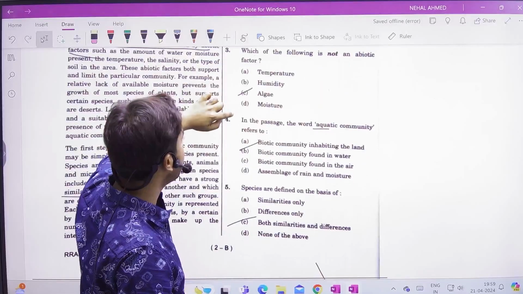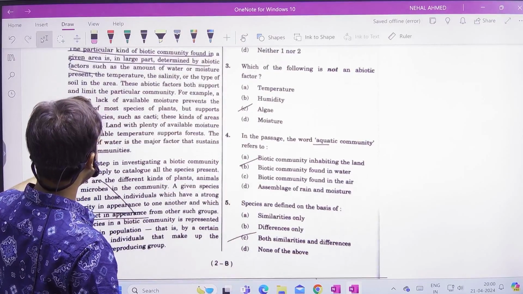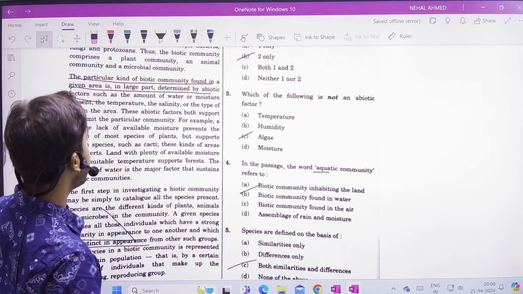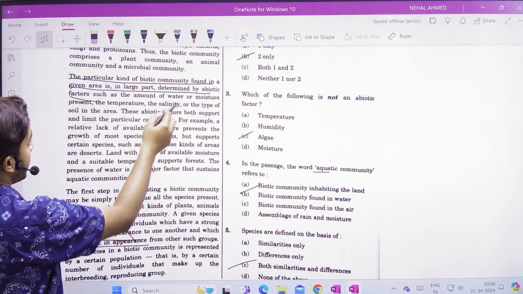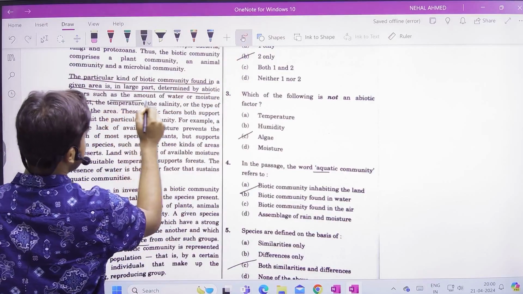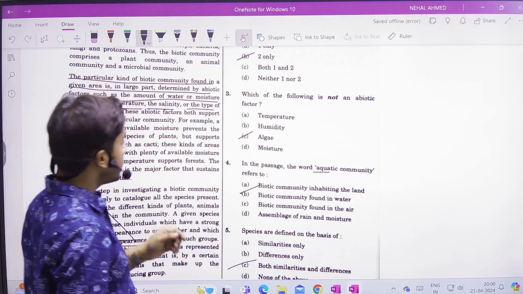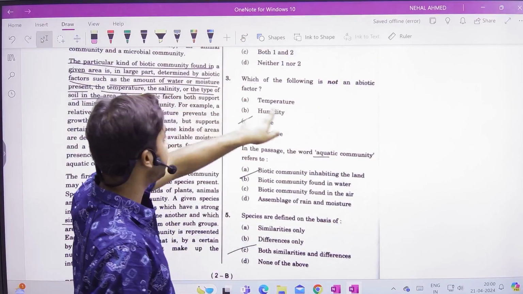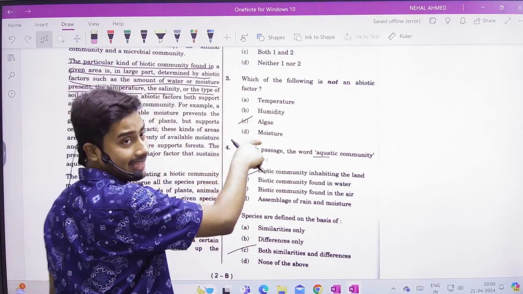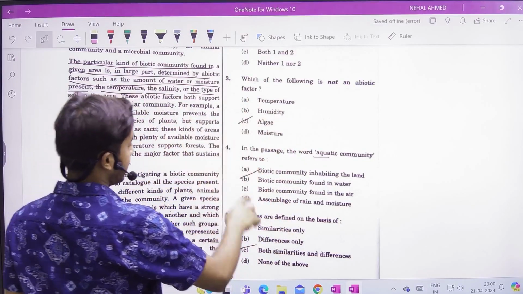Proceeding with the questions, which of the following is not an abiotic factor? This is the line that tells us about it. It's written that the particular kind of biotic community found in a given area is in large part determined by abiotic factors, such as the amount of water or moisture present, the temperature, the salinity, or the type of soil in the area, right? So you see the question itself covers almost all of them: temperature, humidity, moisture is also mentioned in here. But what it does not have in the list is algae, right? So algae is the right option because algae is not an abiotic factor.